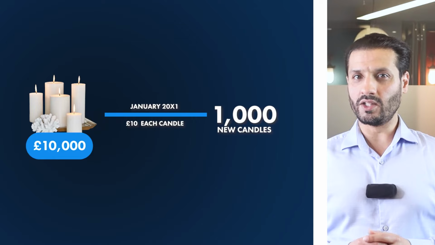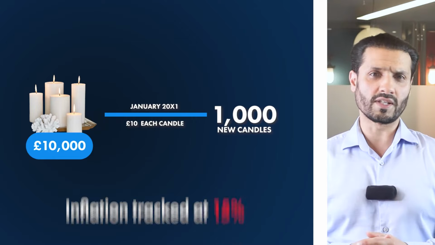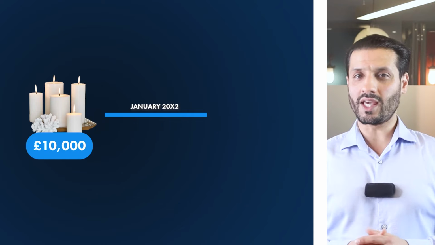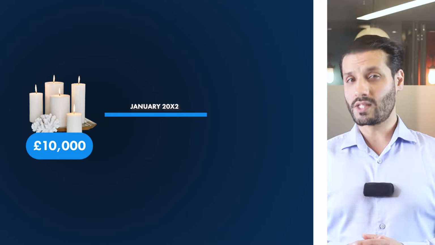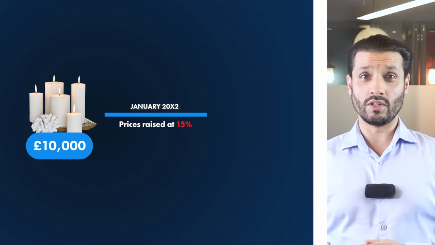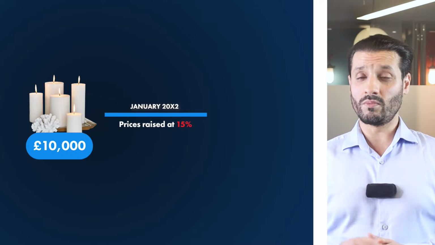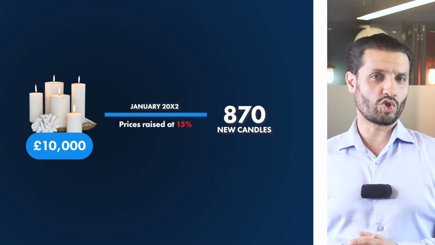But you sit on the money and do nothing with it for a year. During the year, the official rate of inflation tracked at 15%. So in January 20x2, you decide to use this £10,000 and buy some candles to mark up and sell. However, your suppliers raise prices by 15% in line with inflation, and now your £10,000 can only buy 870 candles. That's 130 candles less than this time last year.